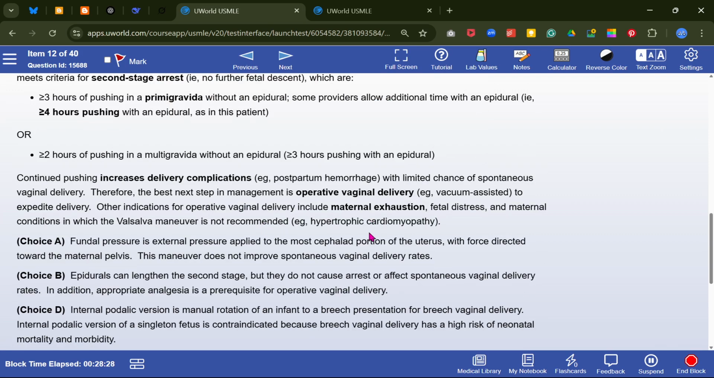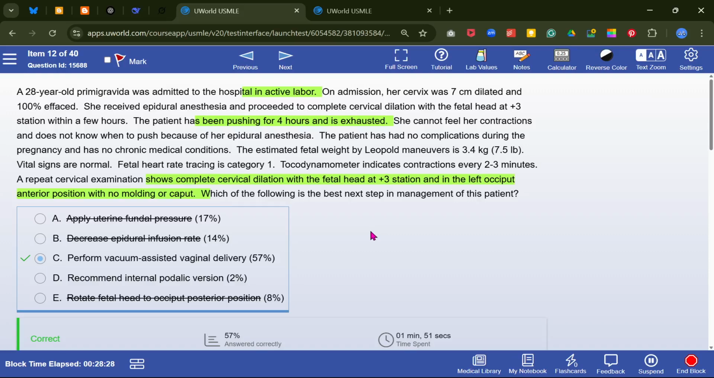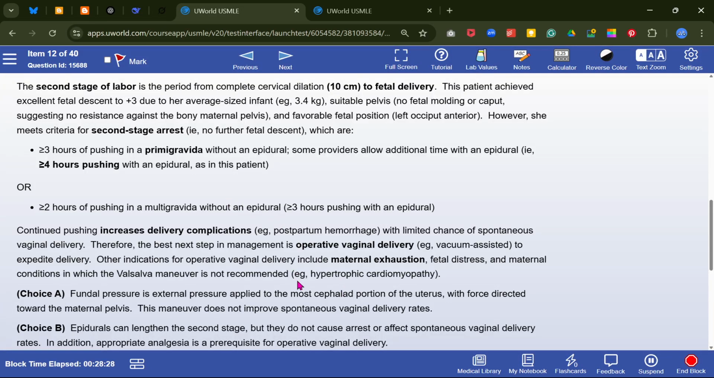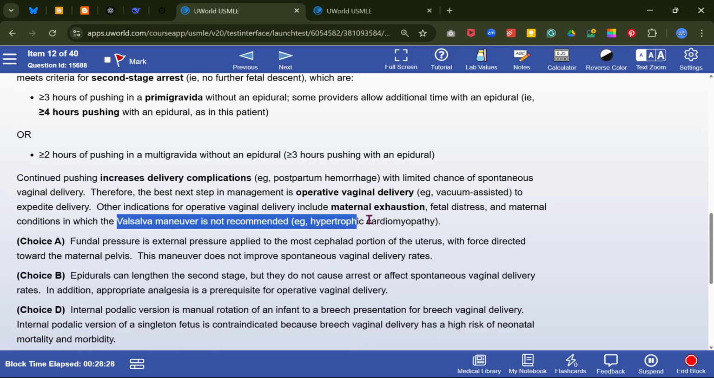Hypertrophic cardiomyopathy. I don't understand why hypertrophic cardiomyopathy... Valsalva is not recommended in HOCM. So how is it related?